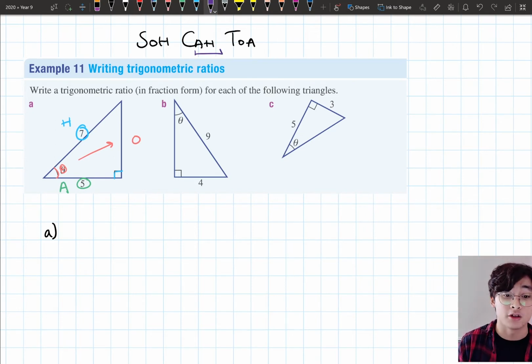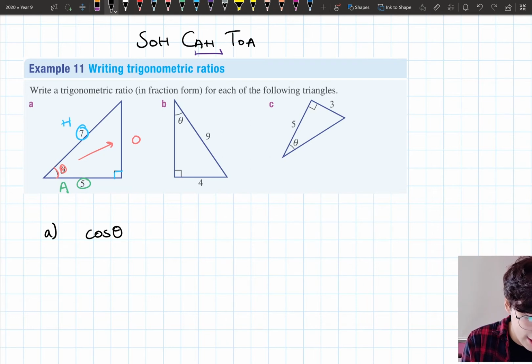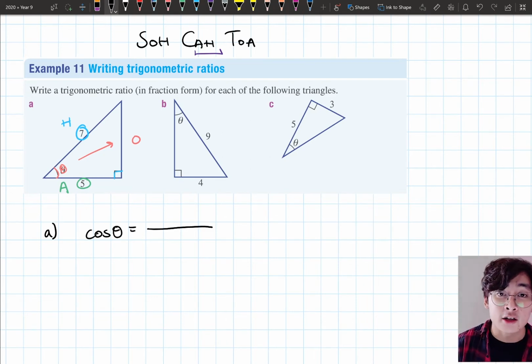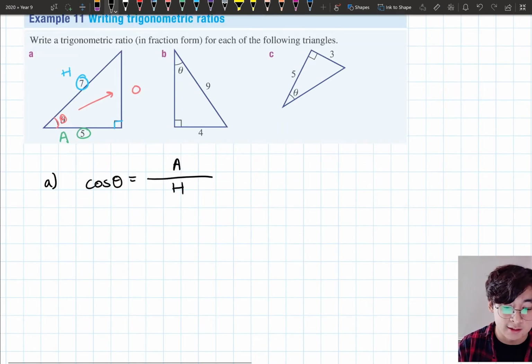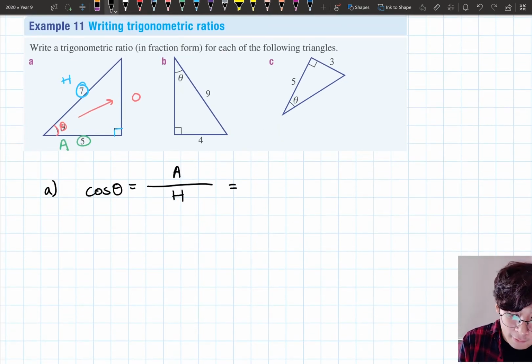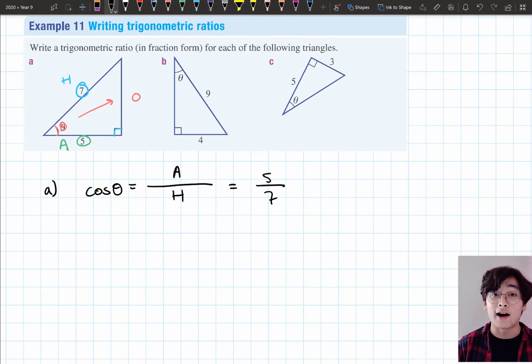So for this example here, I'm going to be using cos, because I have my adjacent side and my hypotenuse. So I'm going to write cos theta is equal to, now it's going to be the first one in my acronym over the second one. So adjacent over hypotenuse. So I'm going to just write here A over H, just so that we remember which one it is. And that's going to be 5 over 7. Because in my triangle, the adjacent side was 5, the hypotenuse was 7. Okay, nice, and hopefully that was nice and simple. Let's do the next example.